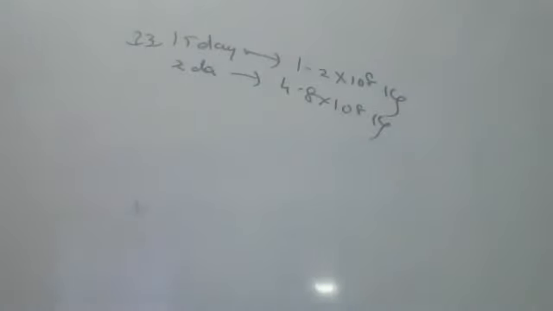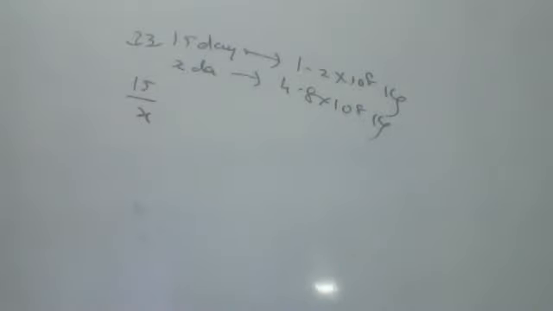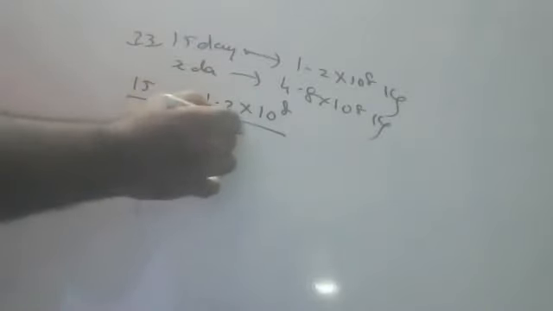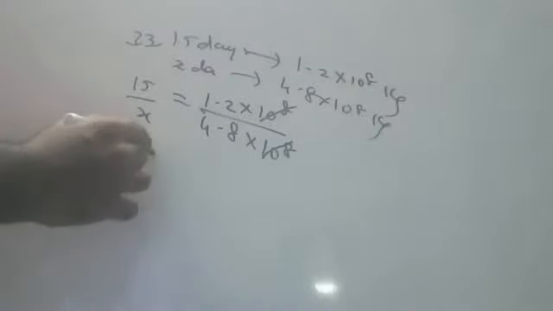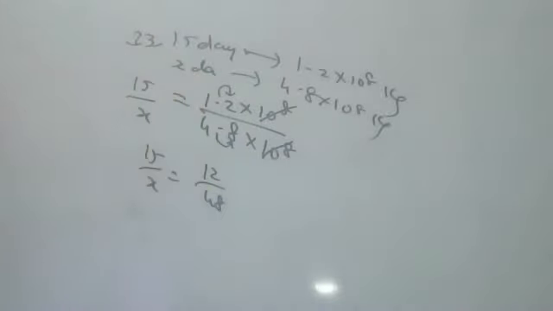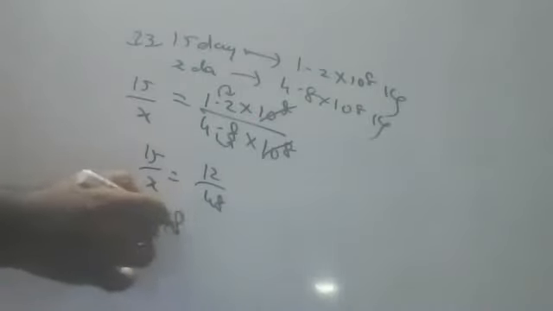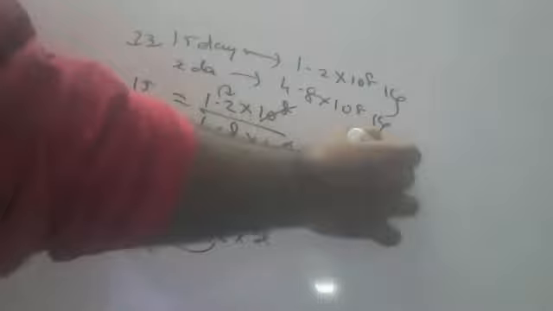Ashrit, tell me this question how to do. 15 by x is equal to 1.2 into 10 to the power of 8 by 4.8 into 10 to the power of 8. This cancels. 15 by x is equal to 12 by 48. Tell me the cross multiplication. 15 into 48 is equal to x into 12. x is equal to 15 into 48 by 12.